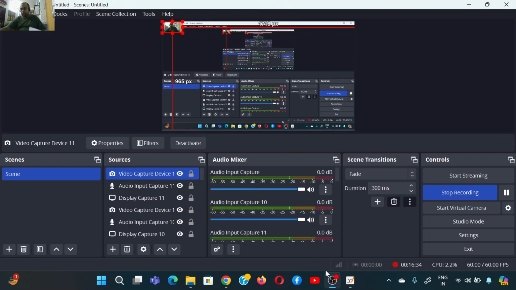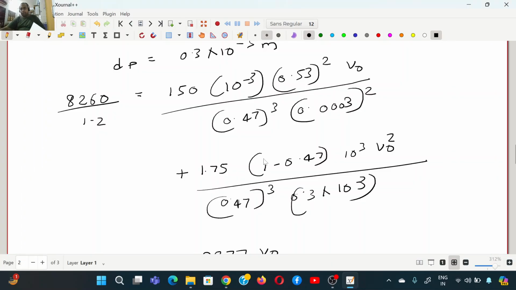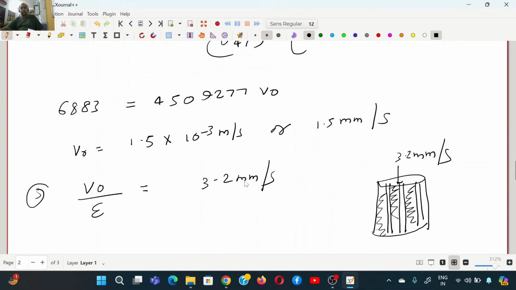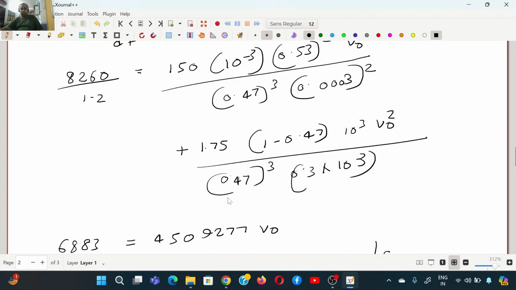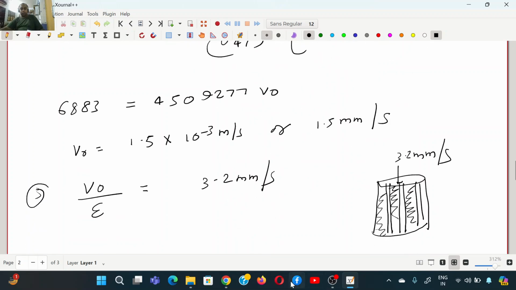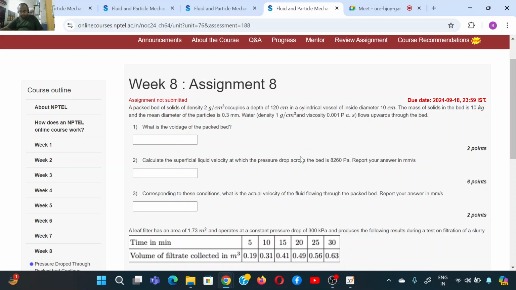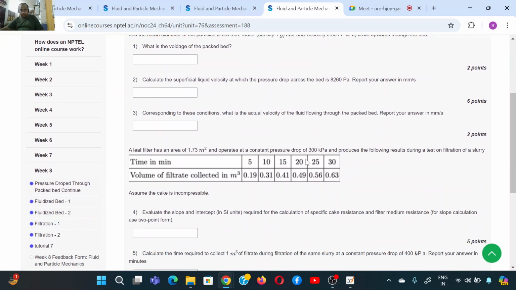So these are the first three answers. Just make note. 0.47 is the velocity. Then 1.5 millimeter per second, 3.2 millimeter per second. Clear?